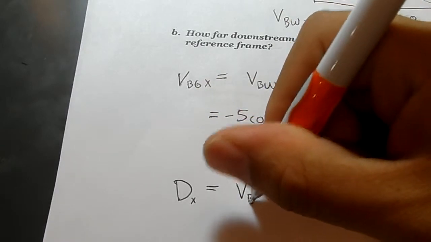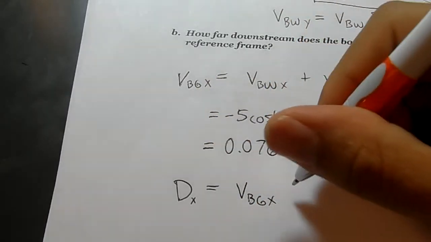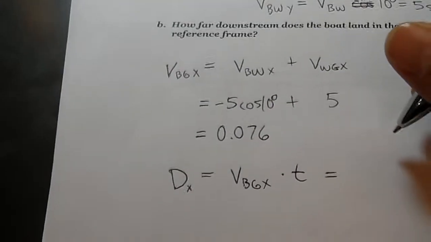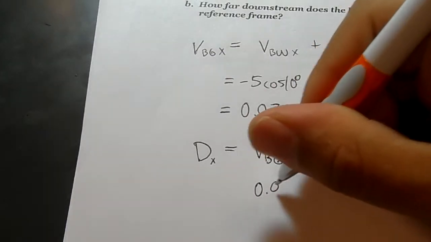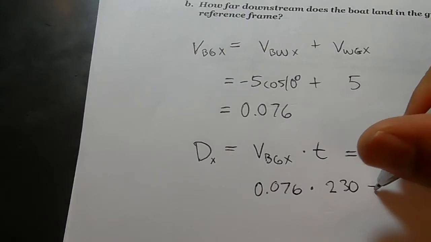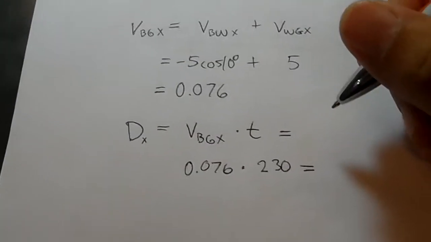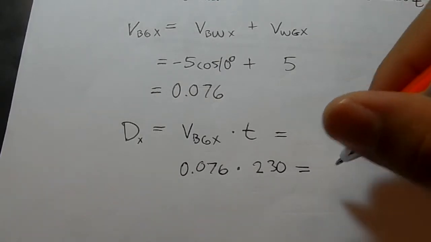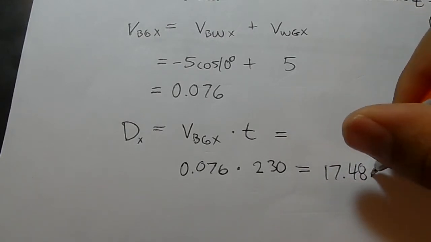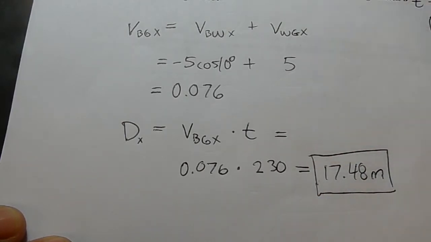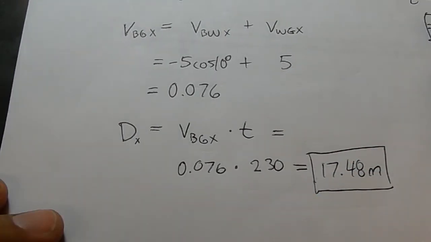It's v boat with respect to the ground in the x direction times the time that it takes to cross, which we found both of those pieces. That's equal to 0.076 times, from part A, 230 seconds, and this is equal to, once again getting the calculator out, 230 times 0.076 gives me 17.48 meters. So it doesn't go that far downstream. It's going 200 meters in the y direction, only 17 in the x, but that is what it is.